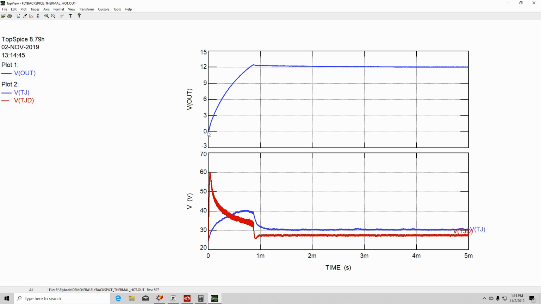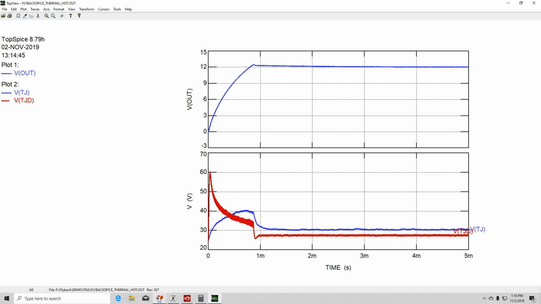Okay, here we go. Let's see the Vout. You notice it goes up and it regulates at 12. So this looks very good. Okay, now here we see the TJ. TJ is the temperature of the primary transistor. It goes up, heats up a little bit, and then it comes down, and then it goes steady state. It's about 30. And then you look at the junction temperature of the diode, and it's at about 25.